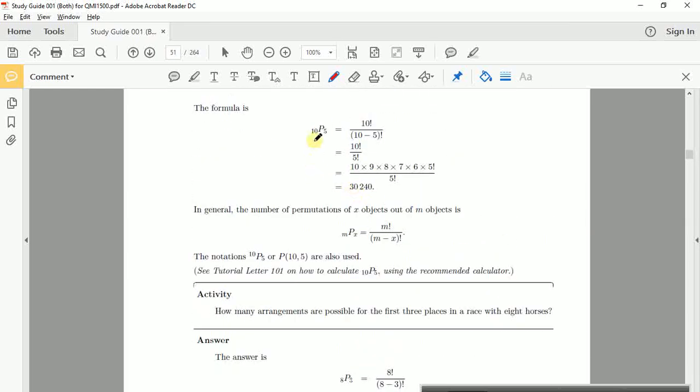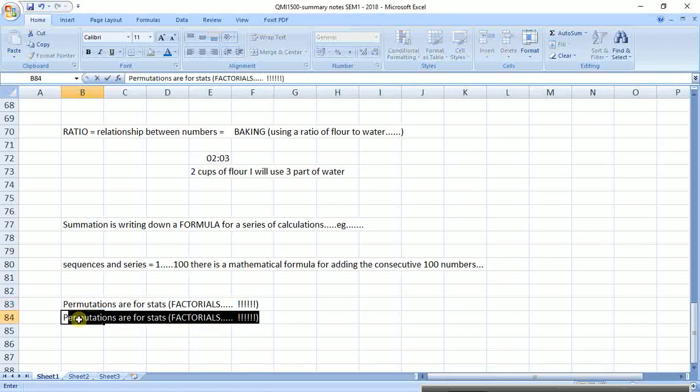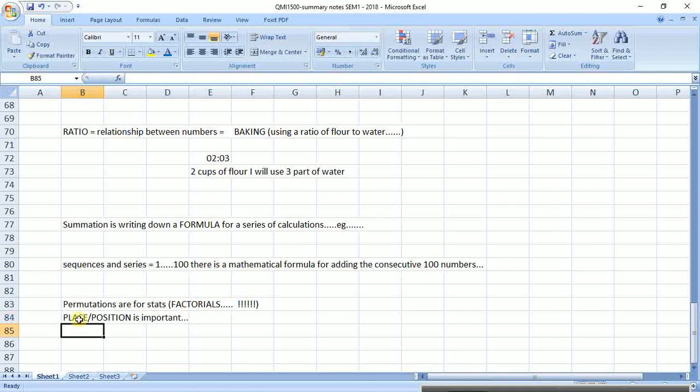This is looking at statistics in terms of permutations, meaning when I choose things. With permutations, it's looking at place. So when I see the word permutation, remember the word place. Place, or position, is important. Example, horse racing.